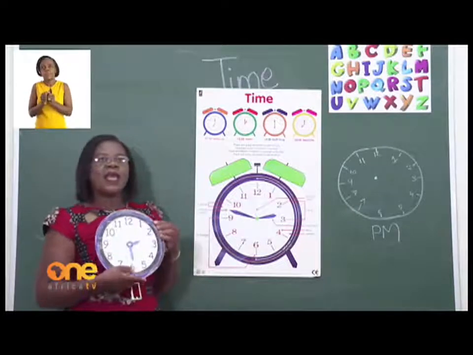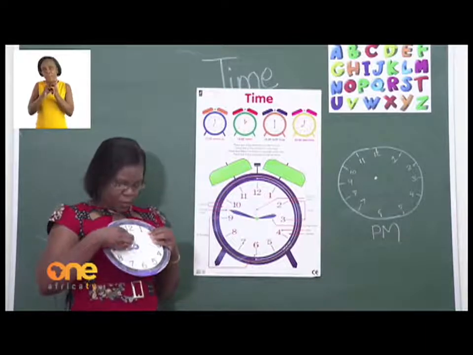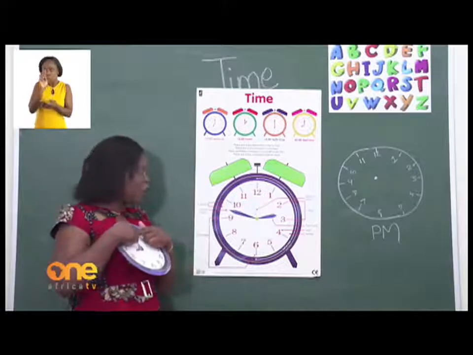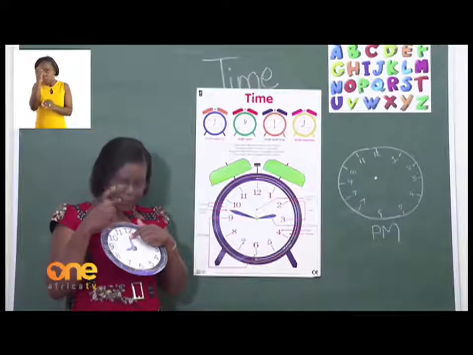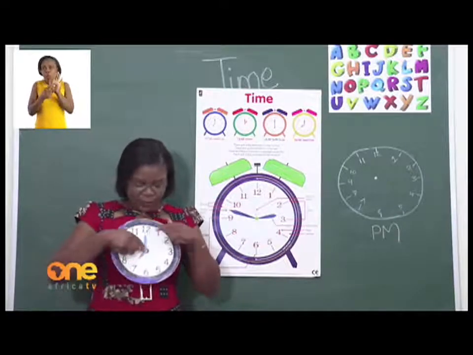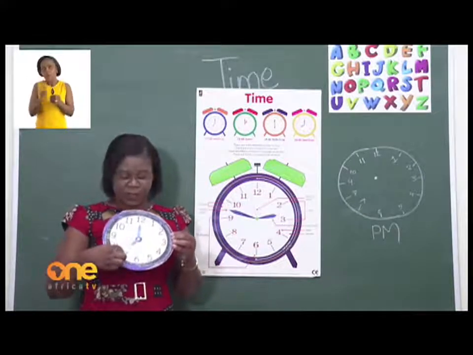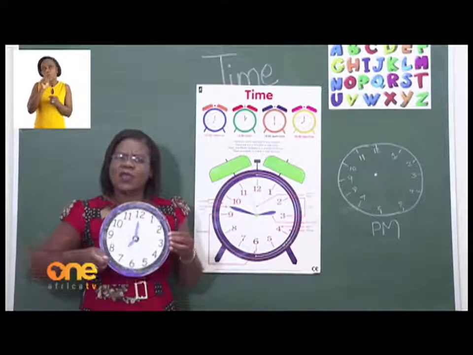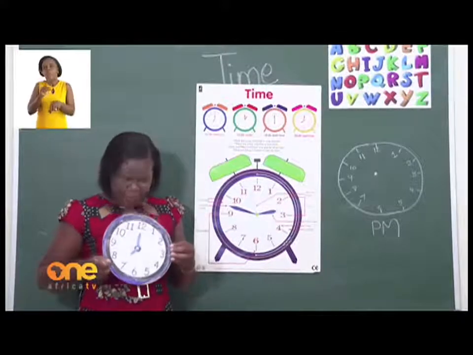Now, when we say o'clock, it means that the long hand should be at 12. When the long hand has moved to 12, we say o'clock. O'clock of what? Wherever the short hand is pointing, then we say that is the time. Now can you tell me, if my short hand is on 7 and the long hand is at 12, that is o'clock. What o'clock is it? That is 7 o'clock. Thank you.